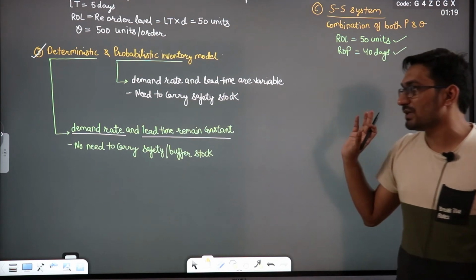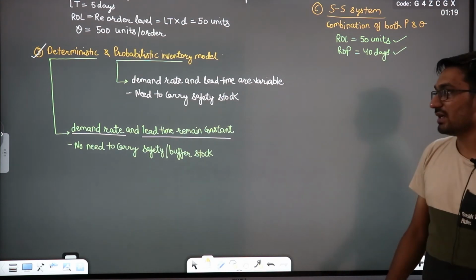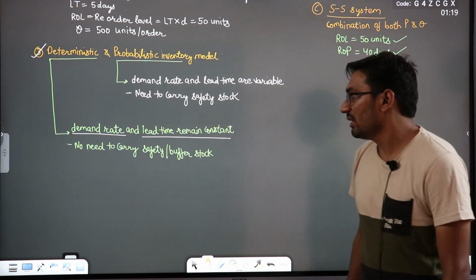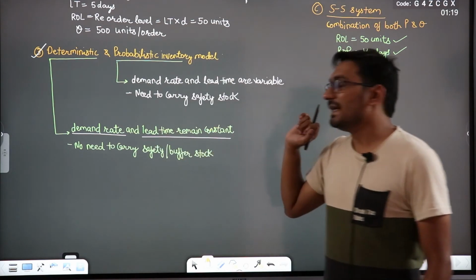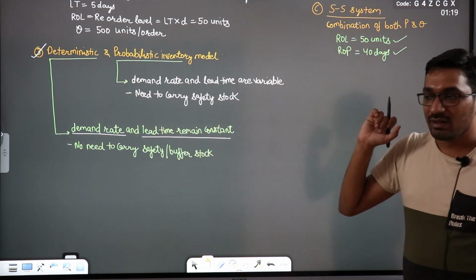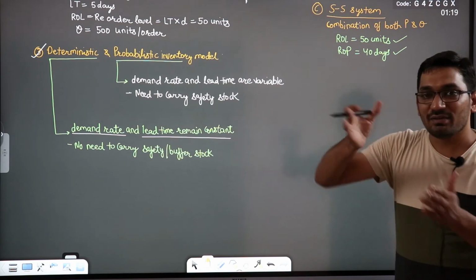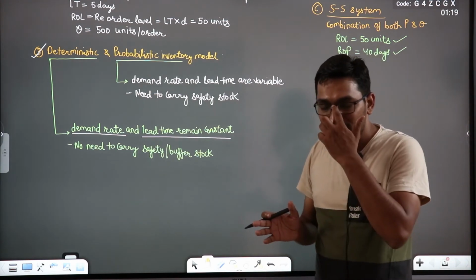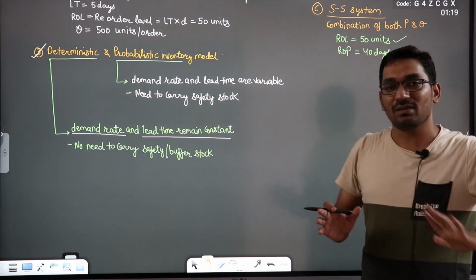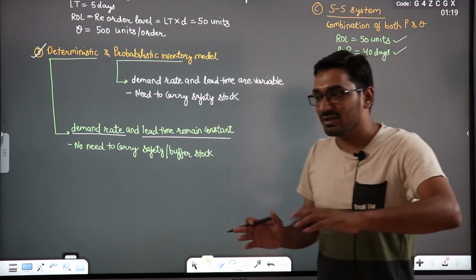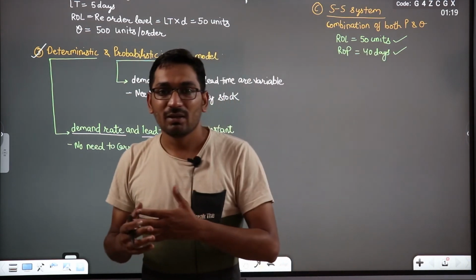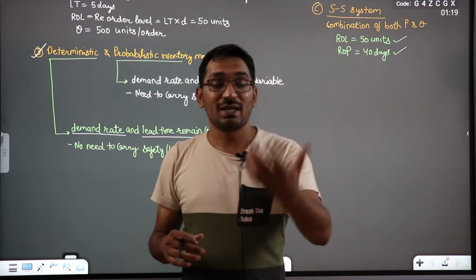This is not a real situation, but we are assuming that in the deterministic model, my demand rate and lead time will be constant. Lead time constant means, suppose there is a lead time of 5 days, then this 5 days will remain constant. But in actual conditions, this lead time will not be constant, right? Because it will depend upon so many conditions, right?